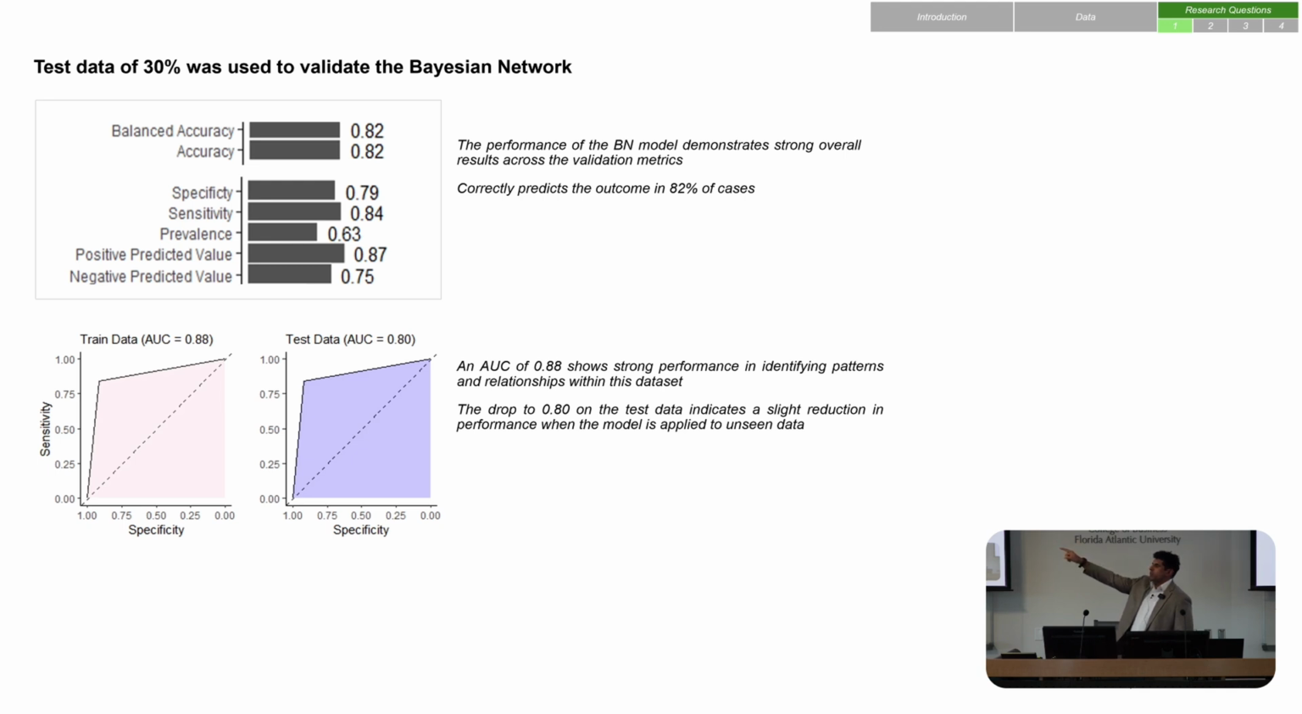Specificity shows that it's correctly identifying the low-risk patients 79% of the time, and for high risk, sensitivity is 84% of the time. But here's the problem. If you look at the bottom values, the positive predictive value and the negative predictive value, when the model comes across a patient that has high-risk HA, it correctly classifies that patient 87% of the time.